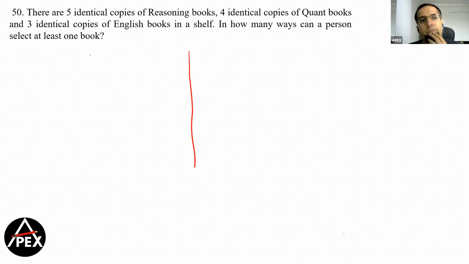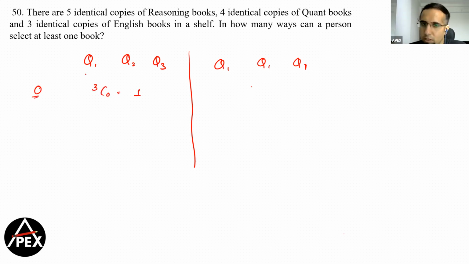Suppose I'm saying there is a quant 1 book, there is a quant 2 book, and there's a quant 3 book. And in the other case, I'm saying there is quant 1, quant 1, quant 1, 3 brand new books of the same publisher. Tell me in how many ways can you pick 0 books in both cases? It is the same: 3C0, that is one way, and this is also one way. Now tell me in how many ways can you pick exactly one book?